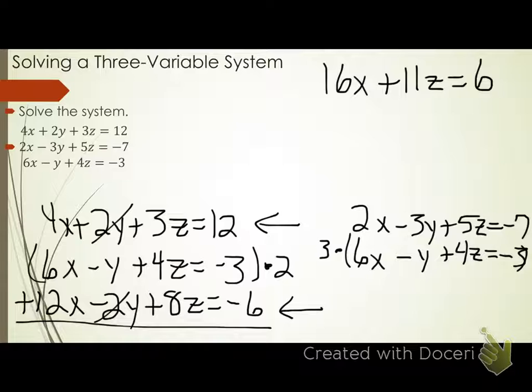3 times 6x is 18x. 3 times negative y is negative 3y. 3 times 4z is 12z. 3 times negative 3 is negative 9.